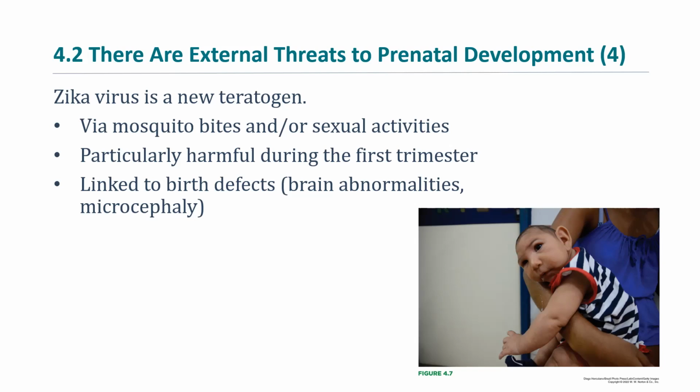Remember, the embryonic period is from week 3 to week 8, so that's during the first trimester. Trimester refers to the first 3 months, the second 3 months, the third 3 months. It's a little bit different way of organizing the pregnancy. So if it is early in the pregnancy, this is when the Zika virus can have its most damage.